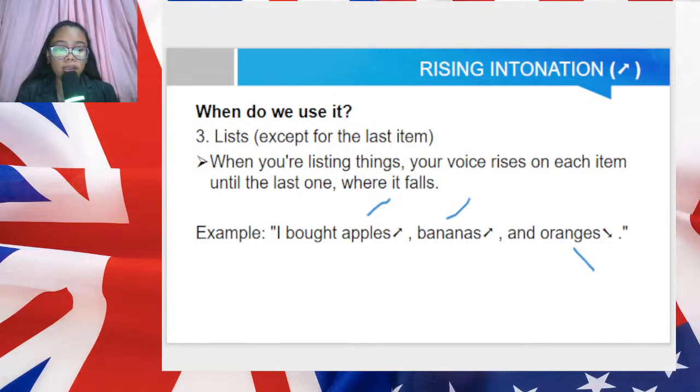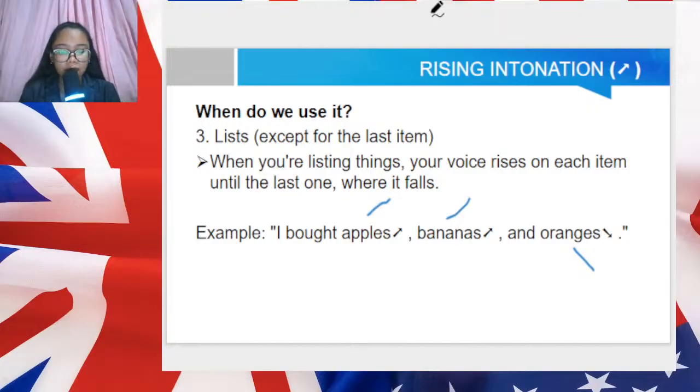This combination of rising pitch for each preceding item and a falling pitch for the last item creates a highly effective auditory structure, which makes lists clear, organized, and easy for the listener to process and understand their completion.